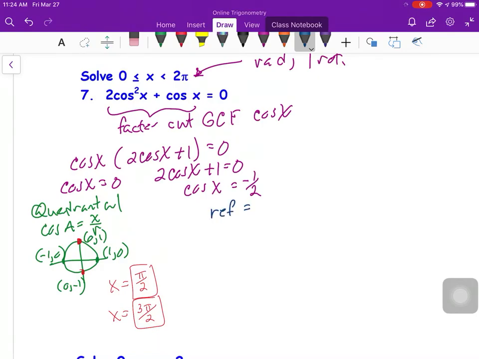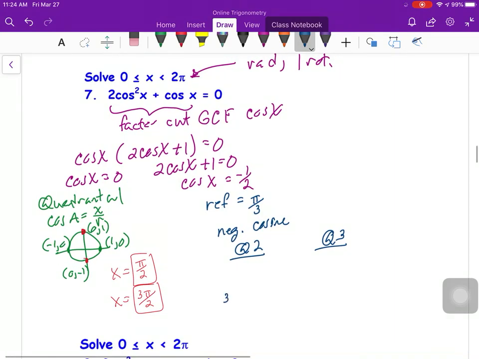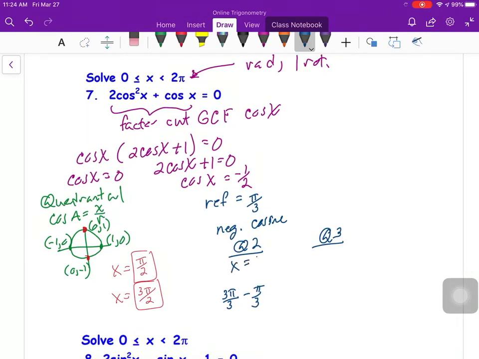For the second part, this one has a reference angle. The angle whose cosine is equal to 1/2, well, it would be 60 degrees, but in radians that would be pi over 3. We have a negative cosine. Negative cosine tells us we're in quadrant 2 and quadrant 3. In quadrant 2, I would have to take a full pi, which would have been 3 pi over 3, and subtract 1 pi over 3. So in quadrant 2, I get 2 pi over 3. In quadrant 3, I would have to take a full pi, which is 3 pi over 3, and add pi over 3. So in quadrant 3, I get 4 pi over 3.